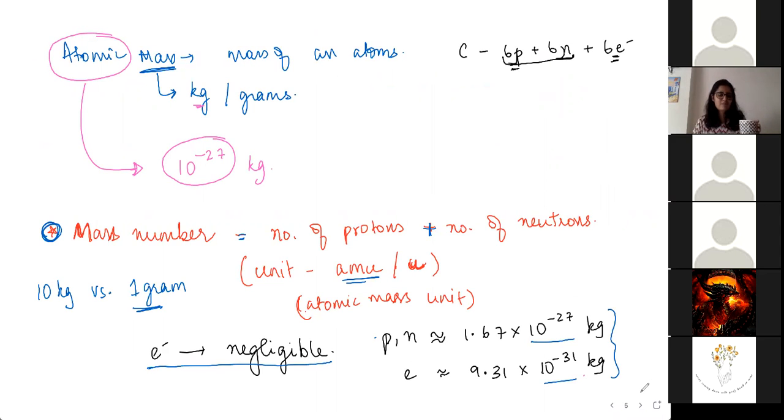Ma'am, it's 10 to the power minus something. Then go through this slide and give me the answer. Ma'am, yes, it's 84 minus 27 kg. 84 minus 27, no. Go through the whole thing. You got those numbers 16, 1, 23 by adding the number of protons and the number of neutrons.